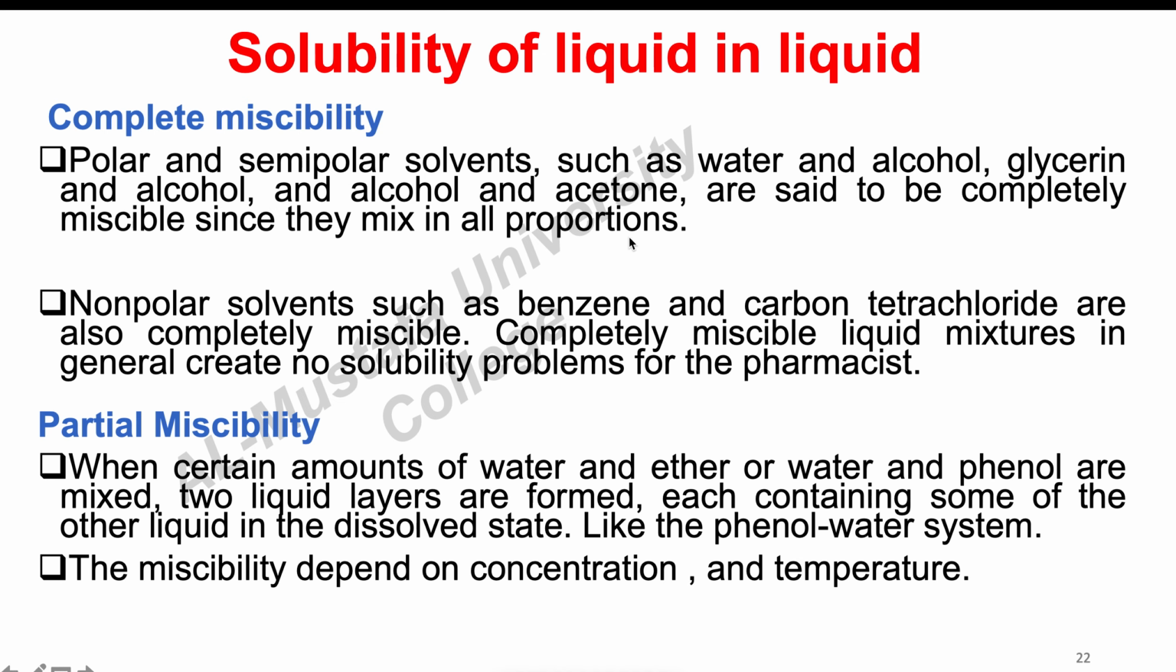So students, polar with polar is miscible, and non-polar with non-polar is also miscible. Partially miscible means miscible to a certain extent: when certain amounts of water and ether, or water and phenol, are mixed, two liquid layers are formed, each containing some of the other liquid in the dissolved state, like the phenol-water system. The miscibility depends on the concentration and also on the temperature.